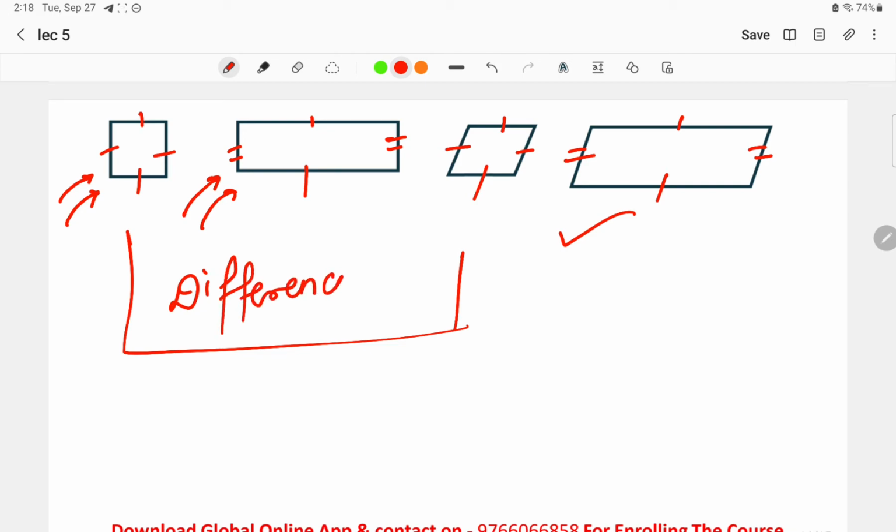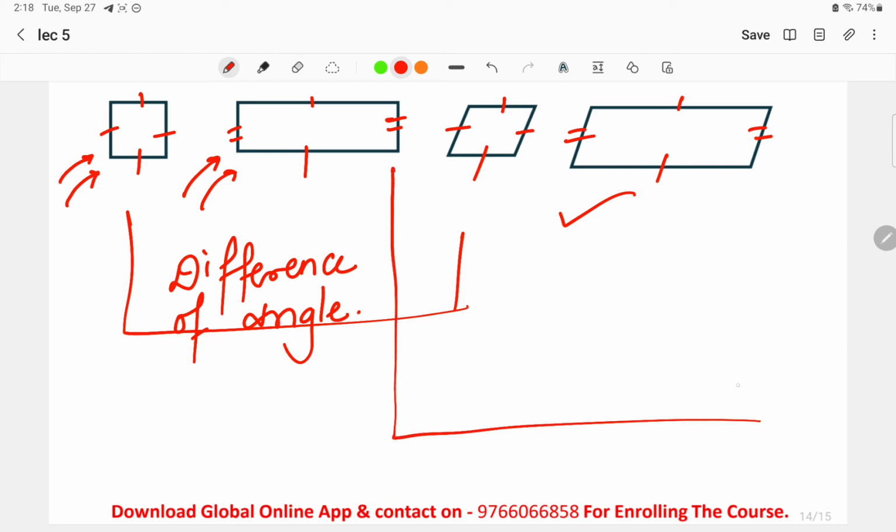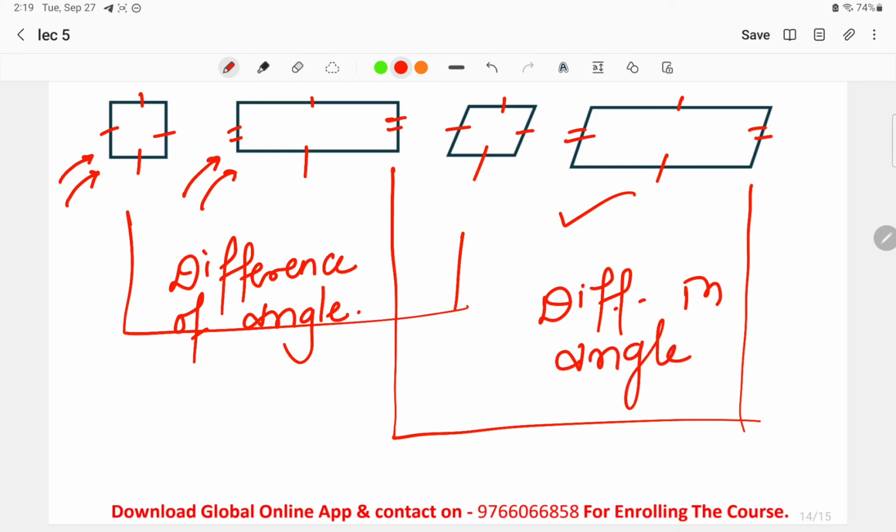So if the examiner asks you in a question, in the form of a statement, what is the difference between the square and the rhombus, then we must be able to say that there is a difference of angle between the square and the rhombus. Similarly, in case of the rectangle and the parallelogram, there is just a difference in angle. Similarly, square and the rhombus.